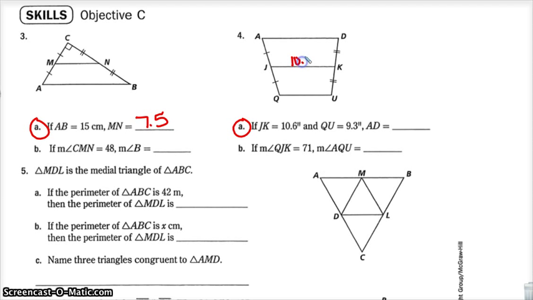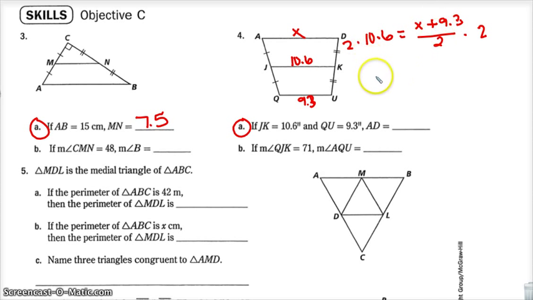JK is 10.6, QU is 9.3, and I'm looking for length AD, so that's my variable. I would say 10.6 is equal to x plus 9.3 all over 2. I would need to multiply both sides by 2, and then I would subtract 9.3. So your final answer should be 11.9.